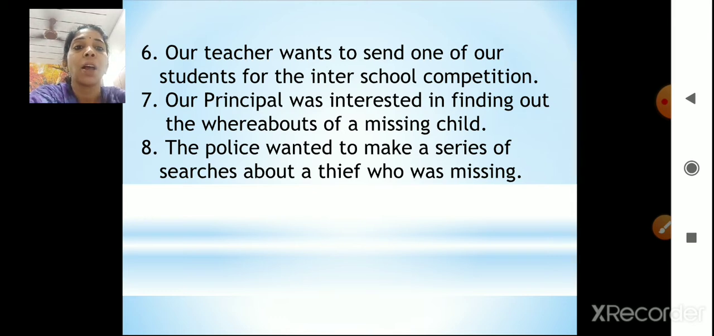The next one: our principal was interested in finding out the whereabouts of a missing child. The answer: our principal was interested in finding out the whereabouts of the child being missed. The police wanted to make a series of searches about a thief who was missing. The police wanted a series of searches to be made about a thief who was missing.